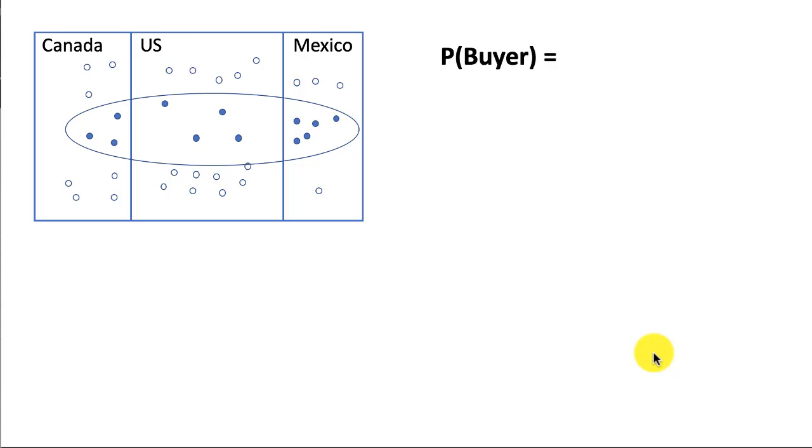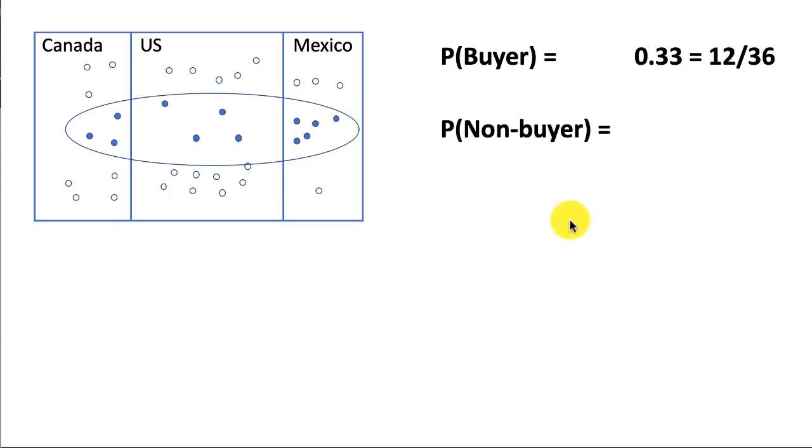So with that, we can say P(buyer) is 12 by 36, because there are 12 buyers here. If you count these filled circles, you will find that there are 12 of them, and there's a total of 36 circles overall. So the probability that a randomly selected person is a buyer is 1/3, or 12 by 36. And the probability that a randomly selected person is a non-buyer is 24 by 36, or 2/3. That is because in this particular example, a person can only be either a buyer or a non-buyer, and those are mutually exclusive. They add up to 1.